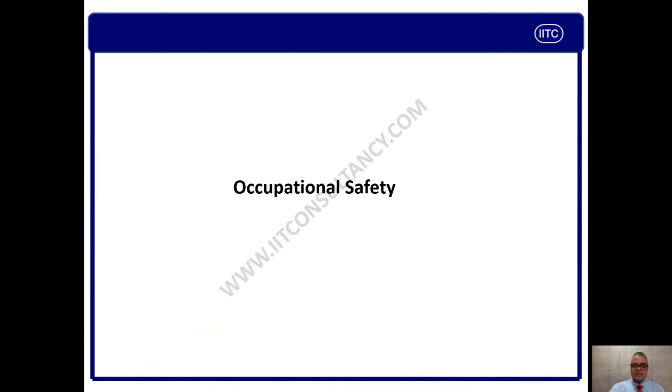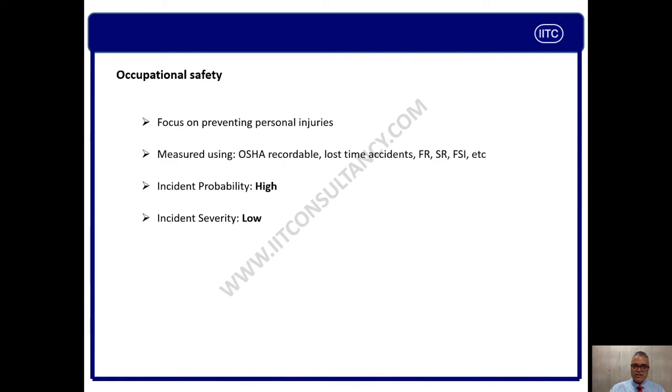So guys, now the basic thing, we need to understand the difference between occupational safety and process safety. Let us start with occupational safety. As you guys know, occupational safety focuses mainly on preventing personal injuries. Personal injuries here means leg injury, finger injury, hand injury, face injury, eye injury, and any body part injuries. And this occupational safety can be measured as per OSHA's standard in LTI, lost time injuries or lost time accidents. FR means frequency rate, SR means severity rate, FSI means frequency severity index, etc.